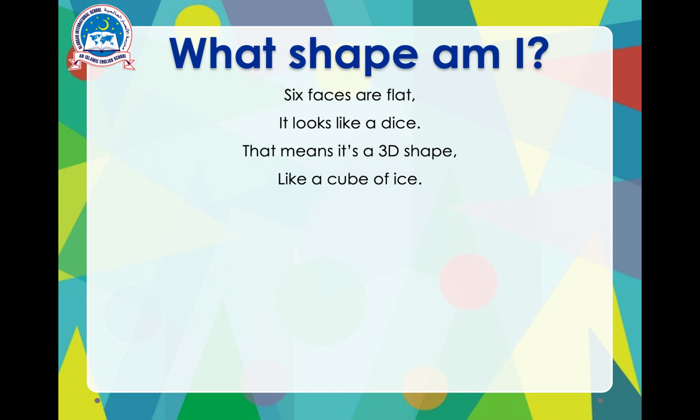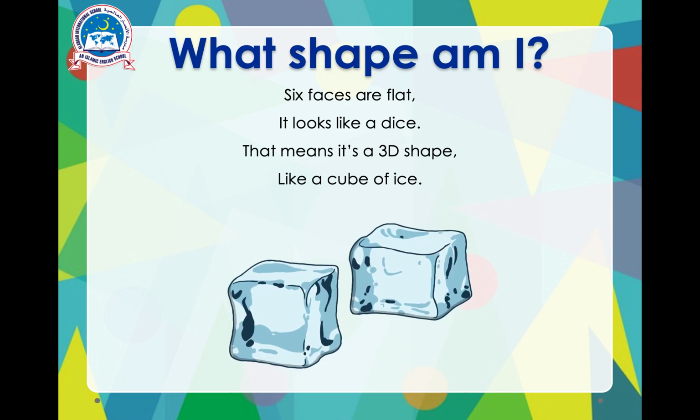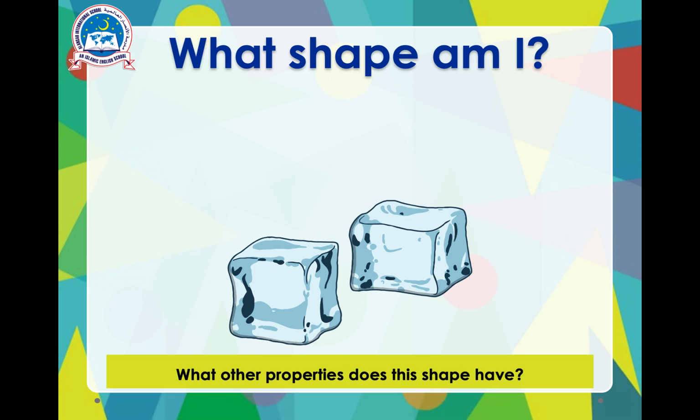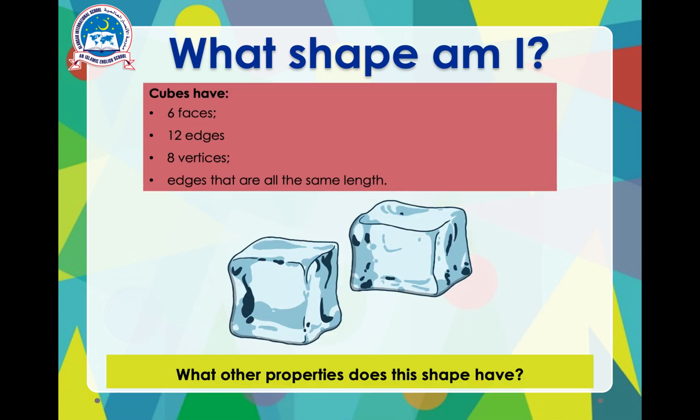What shape is this one? 6 faces are flat. It looks like a dice. That means it's a 3D shape, like a cube of ice. Can you guess what shape this is? If you've guessed that this shape is a cube, well done. Now, a cube has 6 faces, 12 edges, 8 vertices, and we have to remember that all the edges are the same length.